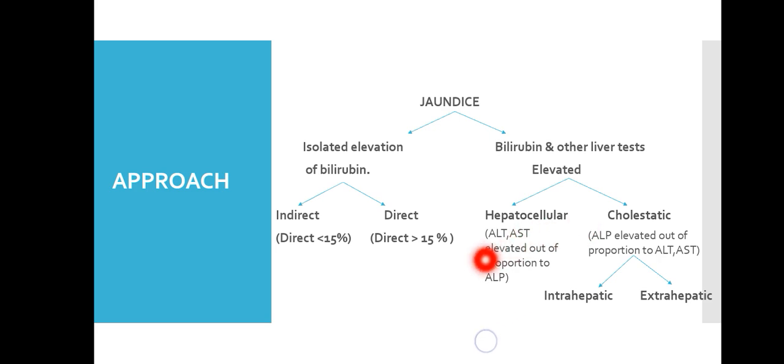In hepatocellular diseases, the aminotransferases are elevated out of proportion to the alkaline phosphatase. In cholestatic diseases, ALP is elevated out of proportion to aminotransferase levels. Cholestasis can be intrahepatic or extrahepatic. Now first we will see about the isolated elevation of bilirubin and indirect hyperbilirubinemia.